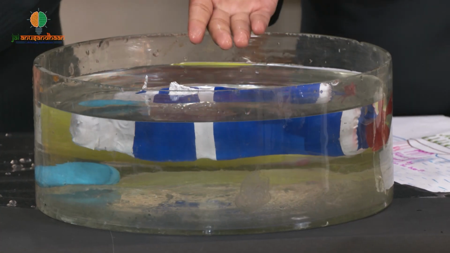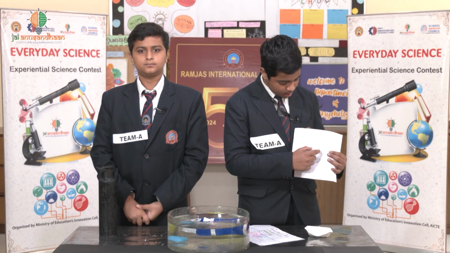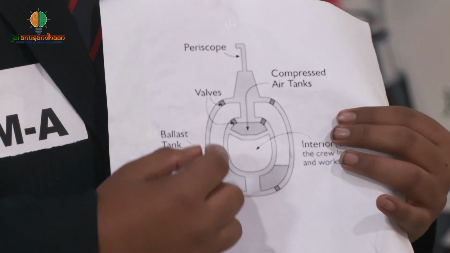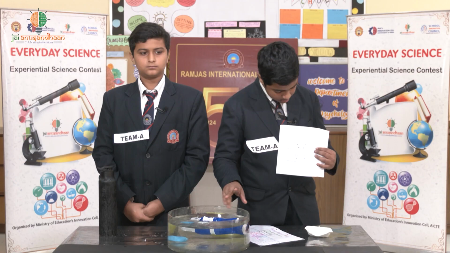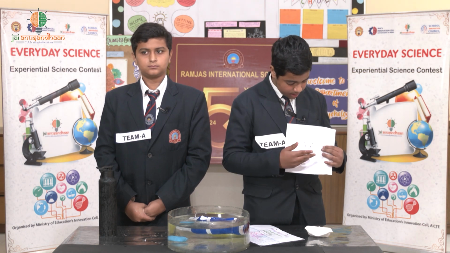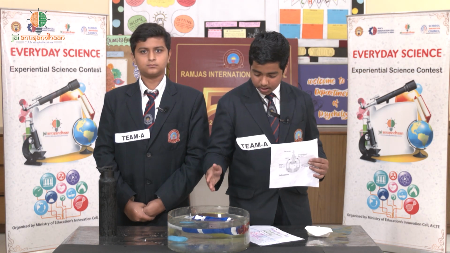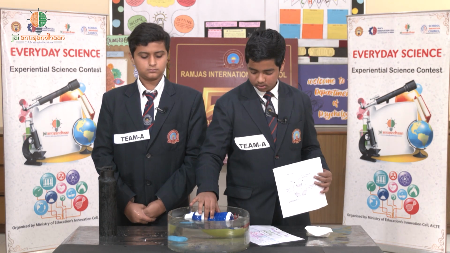When the submarine has to come again on the surface of the water, these compressed air tanks in the submarine are opened, which expel the water from the pores on the surface of the submarine, which means that now the submarine will come again on the surface of the water because the density of this submarine is now again lesser than the water.